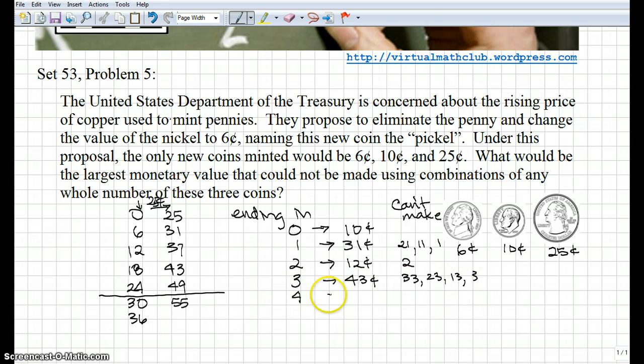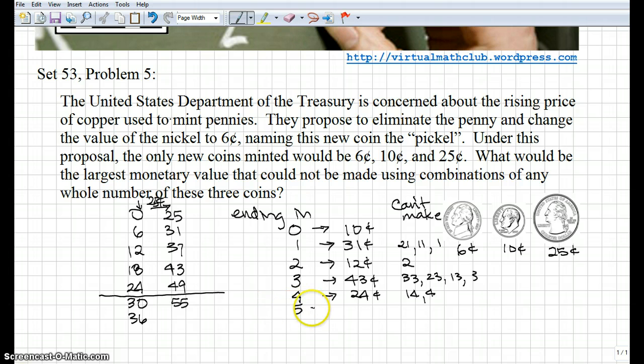Let's look at the values ending in 4. Alright, 24 cents is the first one we can make. We make that with all pickles. 4 pickles make 24 cents. So that means that we can't make 14 cents and we can't make 4 cents.